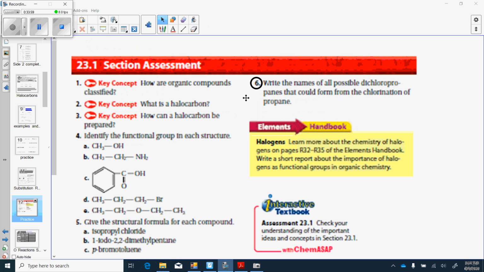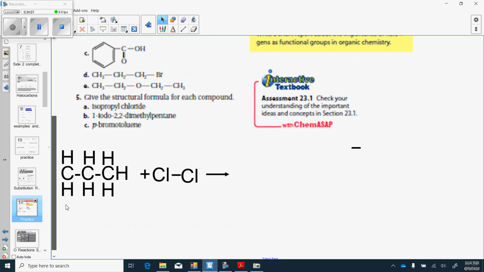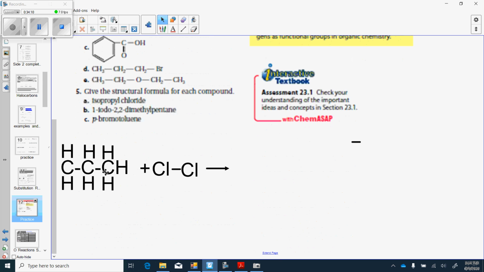It says, write the names of all possible dichloropropanes that could form from the chlorination of propane. So just quickly, I set a few things up here. So here's our propane, and we have our H's around it. There's an H out here as well. Here's our chlorine. It's diatomic. So they've told me we're going to make dichloro compounds. So both of these are going to substitute in, which means 2 of these H's have to substitute out, right? 1 for 1, 1 for 1.